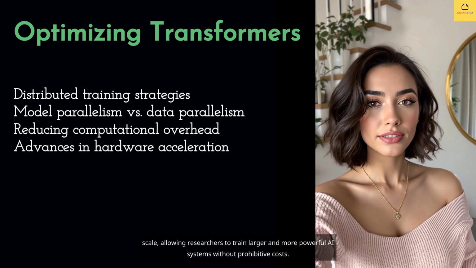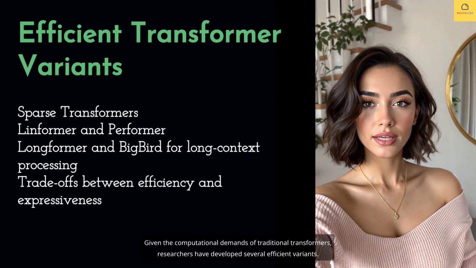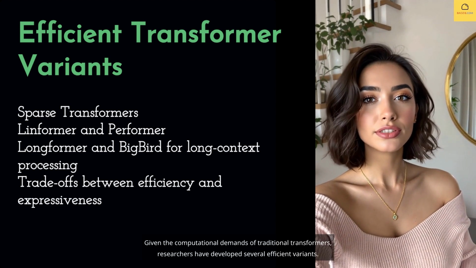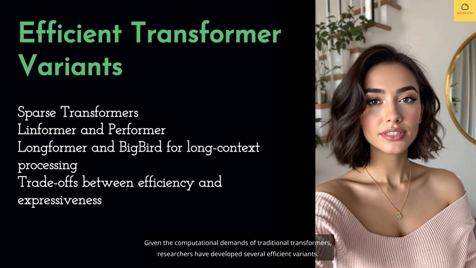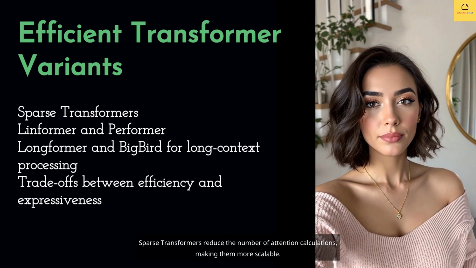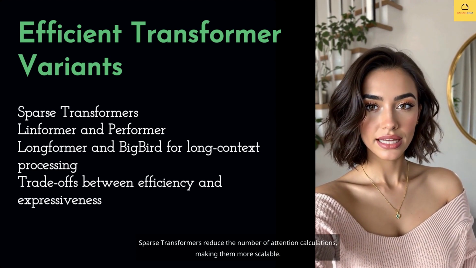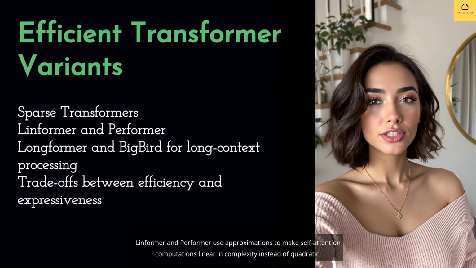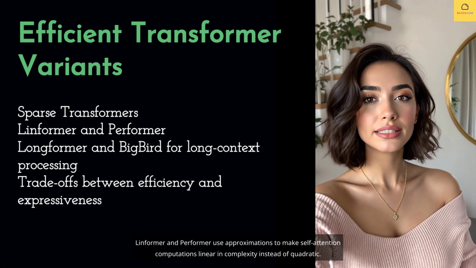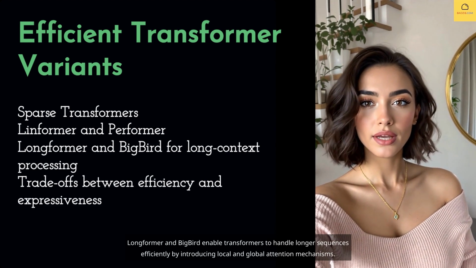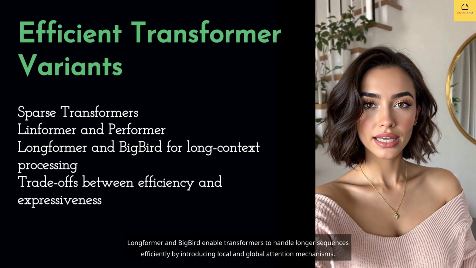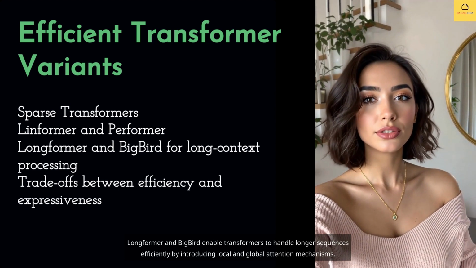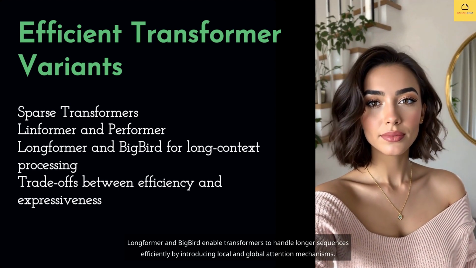without prohibitive costs. Given the computational demands of traditional transformers, researchers have developed several efficient variants. Sparse transformers reduce the number of attention calculations, making them more scalable. Linformer and Performer use approximations to make self-attention computations linear in complexity instead of quadratic. Longformer and BigBird enable transformers to handle longer sequences efficiently by introducing local and global attention mechanisms.